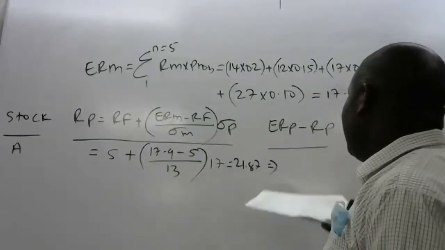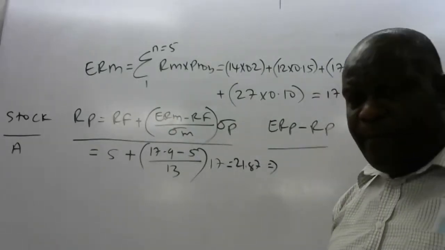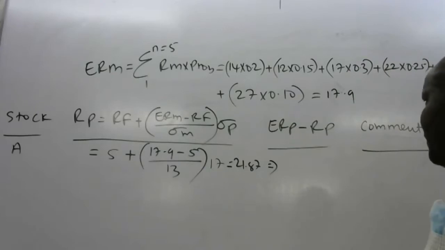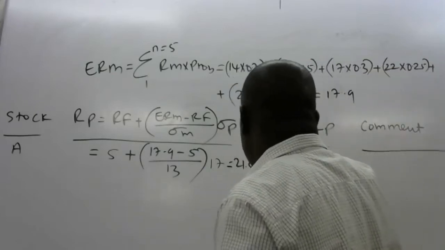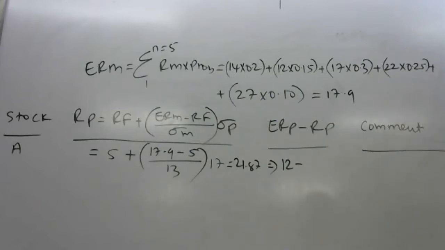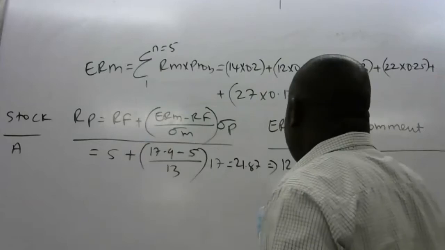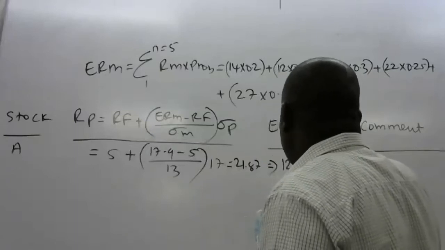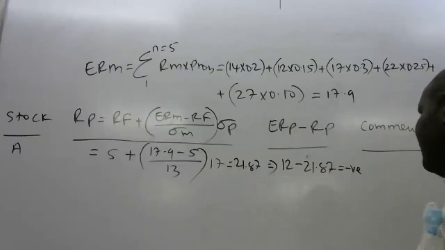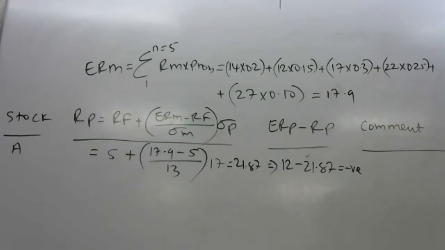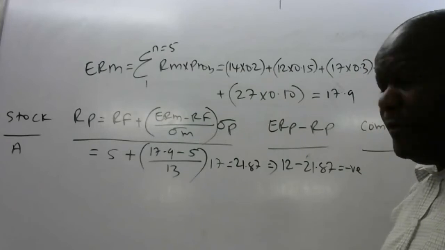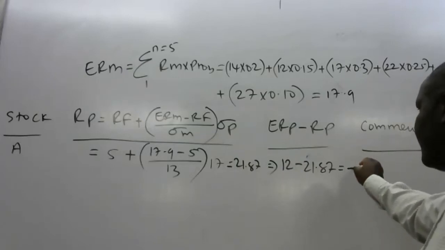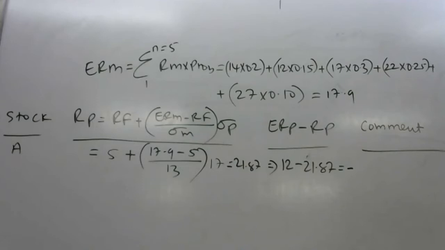So take expected return for the portfolio minus the return for the portfolio. Expected return of stock A had been given in the question. Expected return for A is 12. Then the return is what you have just calculated, 21.87. So that figure is negative. That value is negative. The value is negative what?